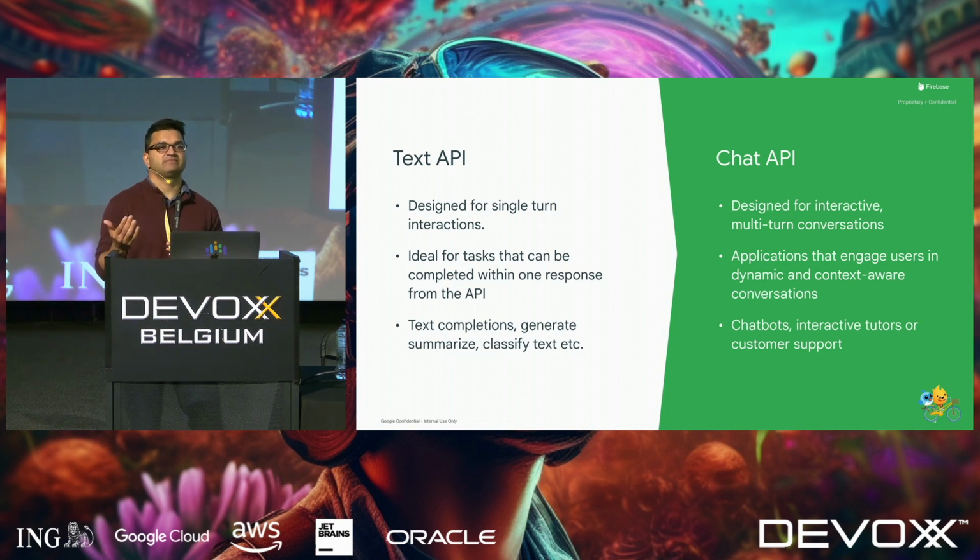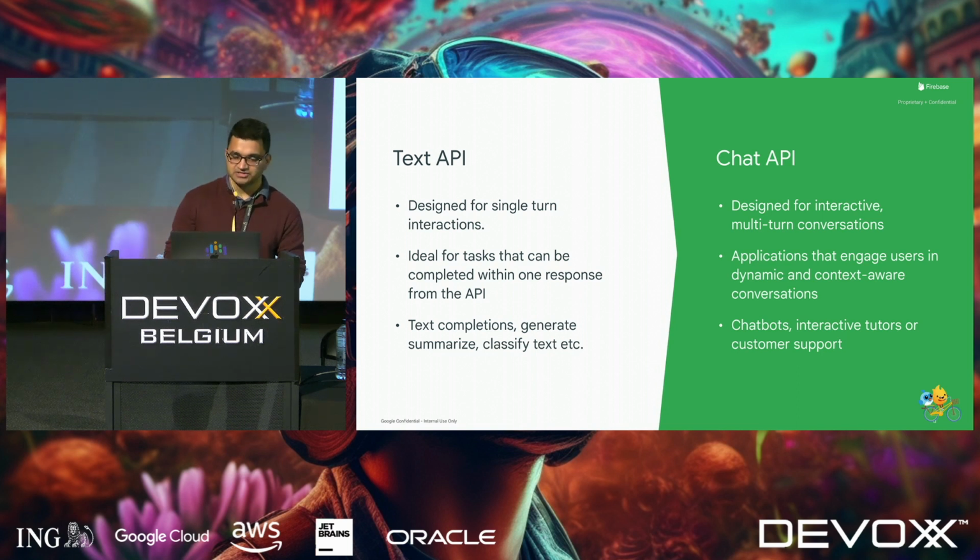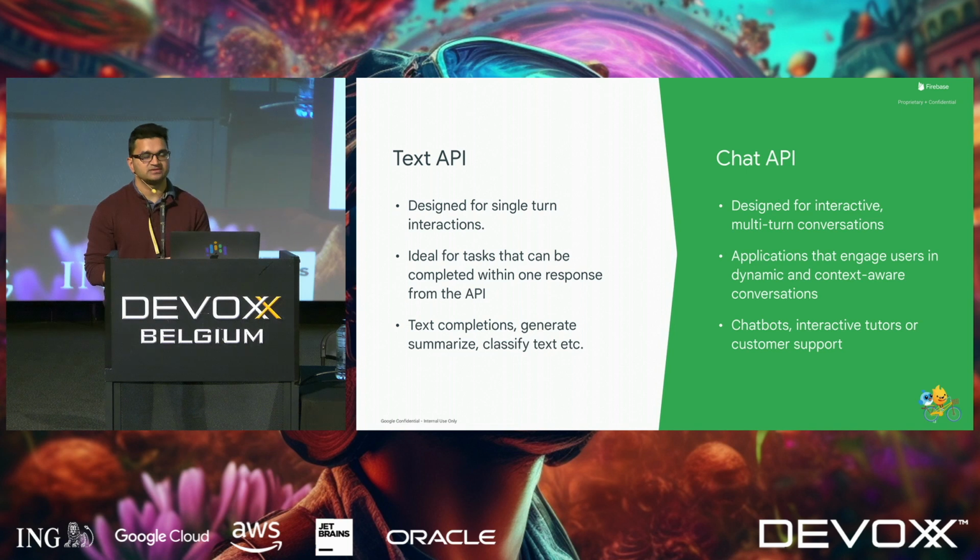That could be a perfect example for a text API, where I give it a text, please analyze the sentiment for it, and it will give me back a response. And so it's perfect for text completions, summaries, classification, etc.